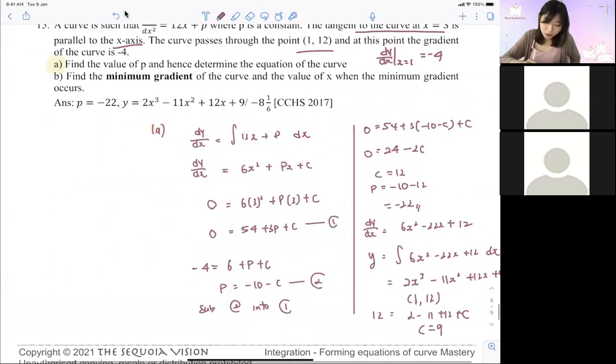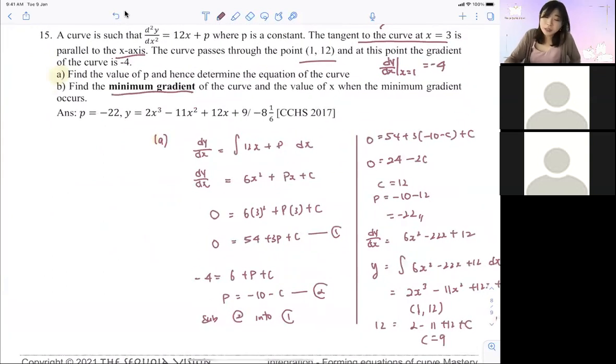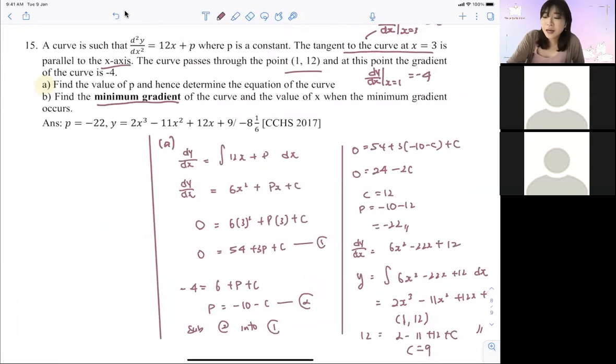Okay, now minimum gradient. I purposely bolded this. Is this in our syllabus? Yes, it is. I taught you before. So I ask you guys, if I want minimum y, what do you do? Minimum y. Then you differentiate y equals to... minimum is a stationary value, right? So you differentiate equals to 0.